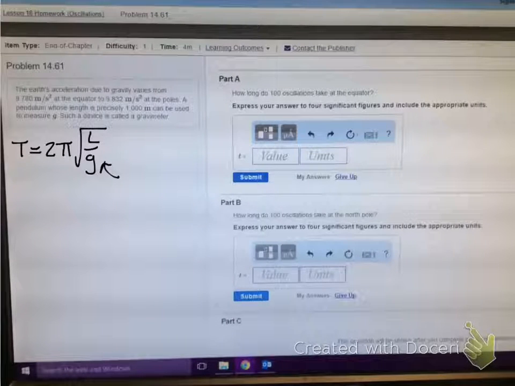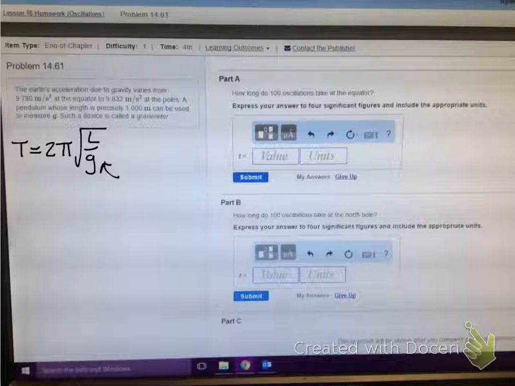Once you have the period for 1 oscillation, the time for 100 oscillations is going to be that time times 100. You are going to use the same process for your time to do your oscillations at the pole, and again, you're just going to use your new number. Once you have that, you are then, for part C, going to use this information to solve for G.